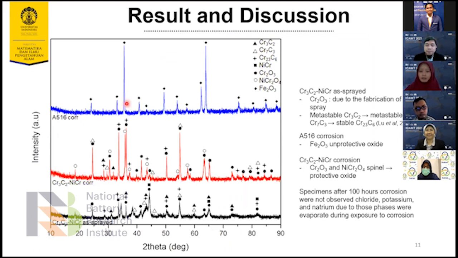Next is the XRD pattern of the specimen, and the coated and uncoated specimen after corrosion for 100 hours. From the XRD, chromium oxide peaks were observed in the coating due to the fabrication. It was related to the EDS analysis, which on surface and cross-section specimens observed oxygen, and it indicated that oxidation can occur due to the oxygen gas usage.